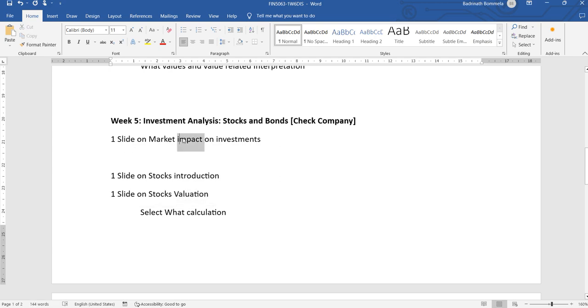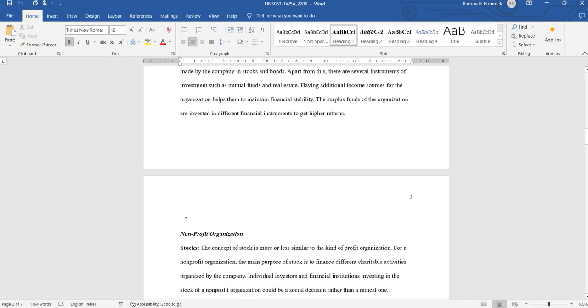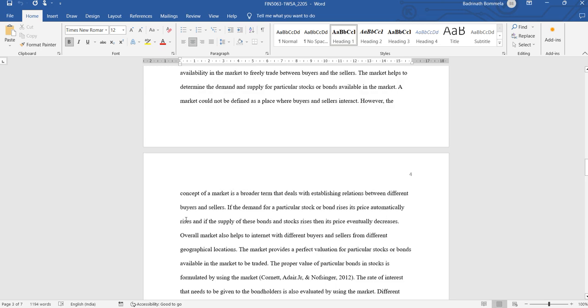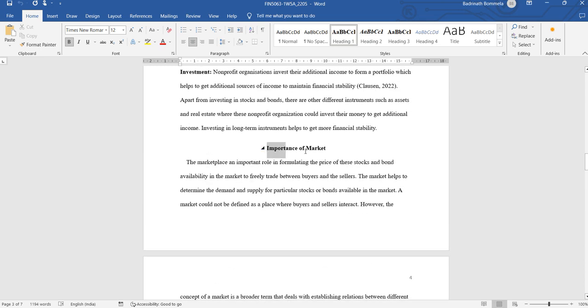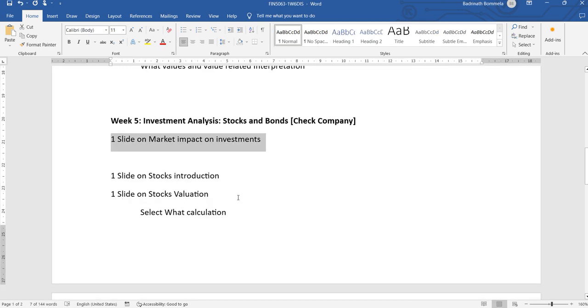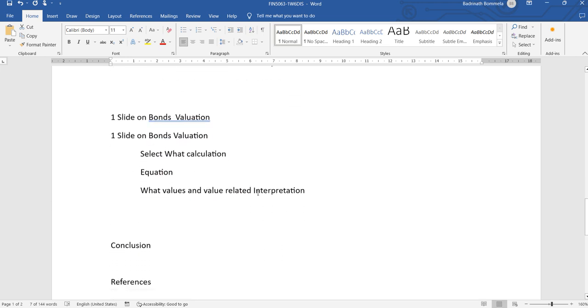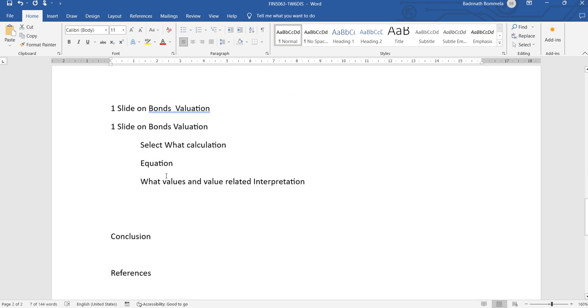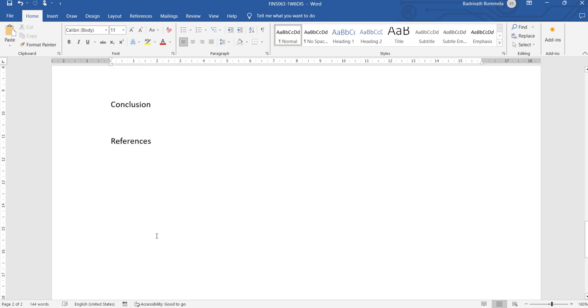So here one more slide is there. This is for the second section of the document. The week 5 document clearly mentions the importance of the market. From this, you create this slide. Just follow it. After writing all the calculations and explanations, conclude your document and give a references slide also.